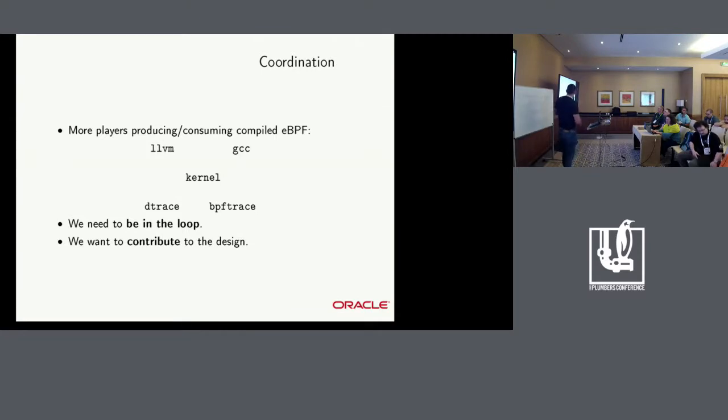And then, related to that, now there is LLVM, and now there is also GCC. The kernel is the consumer for now, but there could also be simulators and whatnot. Also, I think bpftrace has a compiler as well, because it compiles from a language, the D language. And I heard yesterday in the BPF trace session that they also want to start generating compiled BPF themselves. So I think we need to coordinate somehow, for two reasons. One, because I, as the maintainer of the BPF support in GCC and binutils, need to be in the loop. I can run after you, but that's not going to work very well.